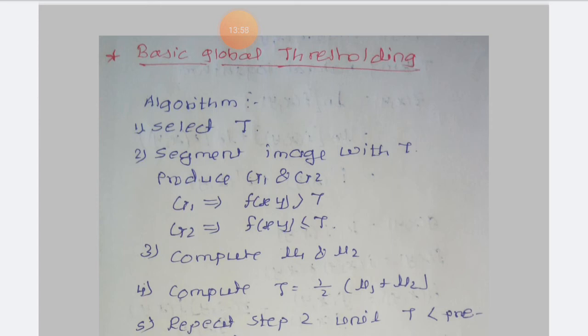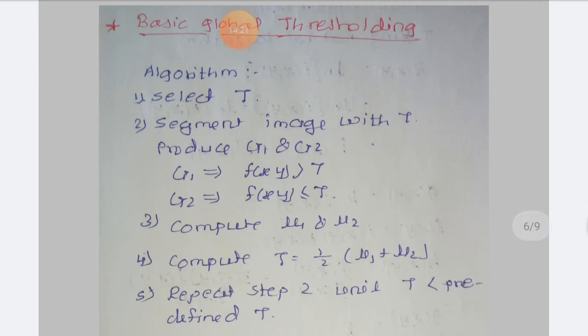Step 2 is to segment the image using t. This will produce two groups, G1 and G2. In G1, the gray level values are greater than t, and in G2, the gray level values are less than or equal to t. Step 3 is to compute mu1 and mu2. Mu1 is the average gray value of G1 and mu2 is the average gray level value of G2. Now compute the new threshold value t equal to half of mu1 plus mu2.